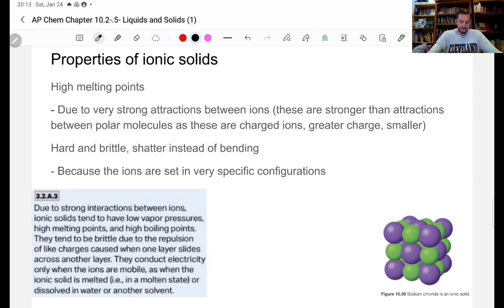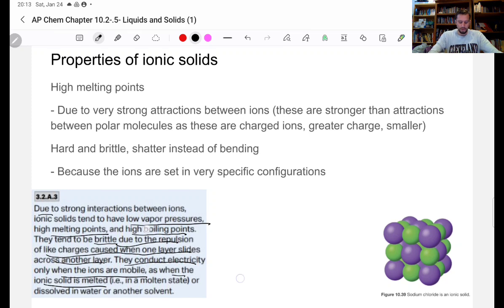And so this is what the standard says here. Due to strong interactions between ions, ionic solids tend to have low vapor pressures, high melting points, and high boiling points. So it tends to take a lot of energy to melt them or to evaporate them. And they tend to be brittle due to the repulsion of like charges caused when one layer slides across another layer, as I was just saying. It's hard to move positives next to positives. They conduct electricity only when the ions are mobile, as when the ionic solid is melted or dissolved in water.